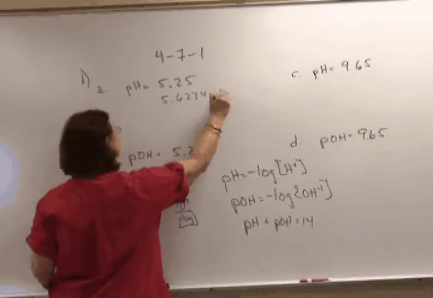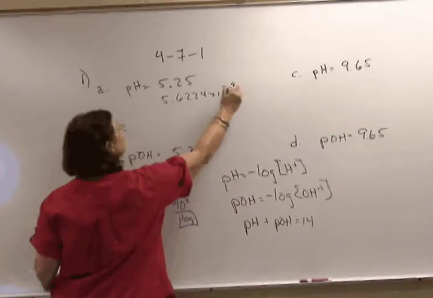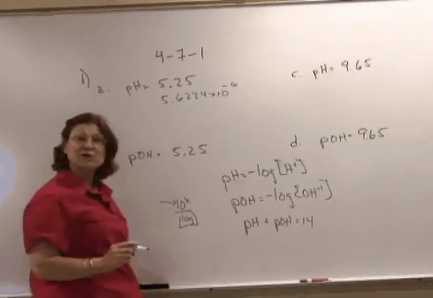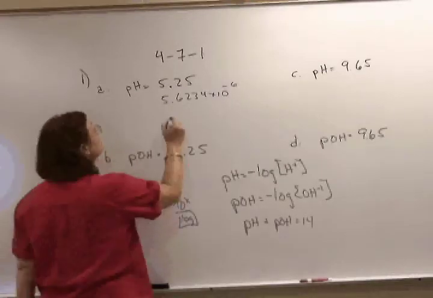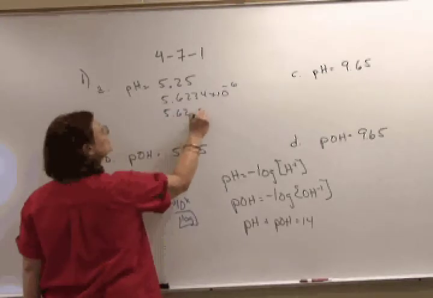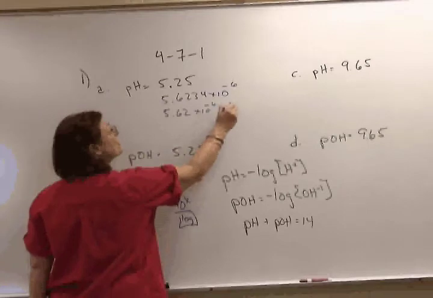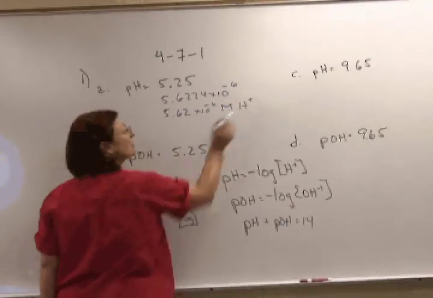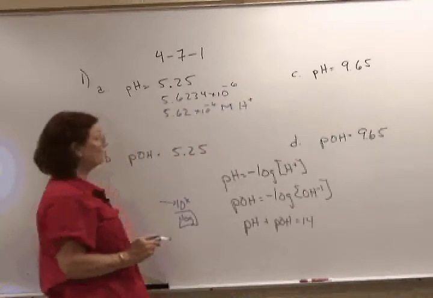5.6234 times 10 to the negative 6th. And all of these numbers we are going to take to the hundredths place. So it's going to be 5.62 times 10 to the negative 6th molar hydrogen ion concentration or hydronium.